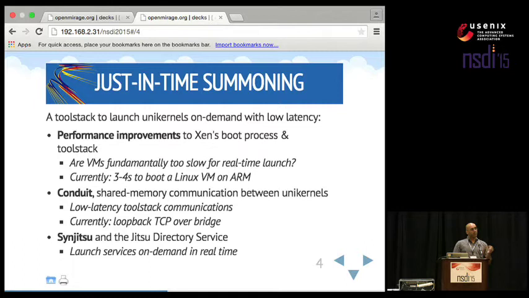And we wanted to answer the question of whether virtual machines are fundamentally too slow to be used on these embedded devices or not. But you know, if you can beat the state of the art with Linux and FreeBSD and now Windows on ARM, then we're doing pretty well.